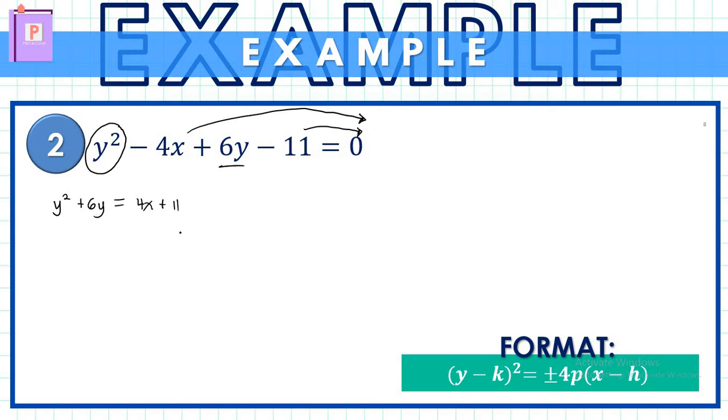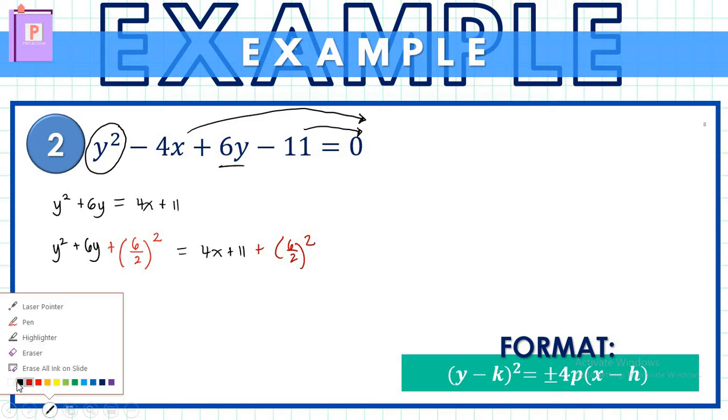Then after that, we now perform completing the square on the left-hand side of the equation. So that will be y squared plus 6y. And then applying the formula for completing the square, we are going to add here plus 6 over 2 and then squared. So we copy the first few terms on the right-hand side of the equation. That will be equal to 4x plus 11. And again, do not forget that whatever you add on the left-hand side of the equation should also be added on the right-hand side of the equation. Then after which your task is to simplify.